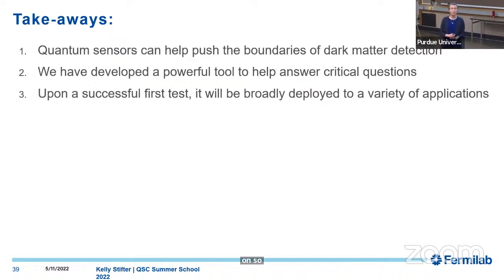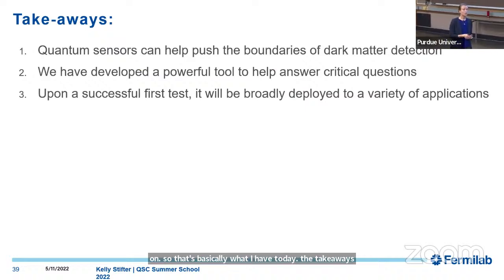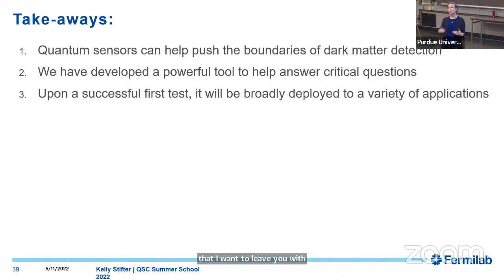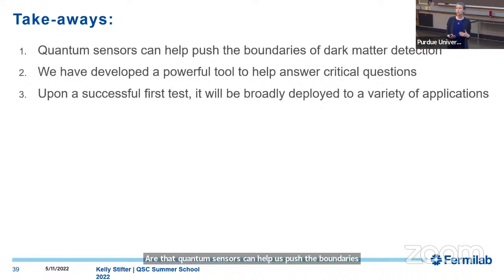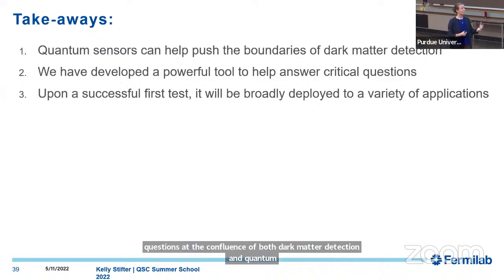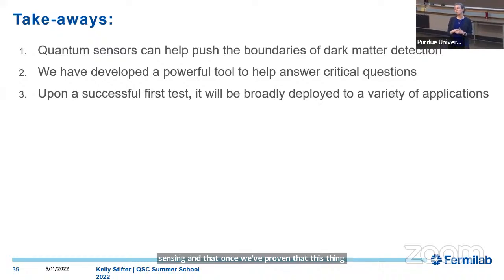The takeaways that I want to leave you with are that quantum sensors can help us push the boundaries of dark matter detection, that we've developed this really powerful tool to help answer some of these questions at the confluence of both dark matter detection and quantum sensing, and that once we've proven that this thing actually works, we are going to be deploying it to a wide variety of science applications.